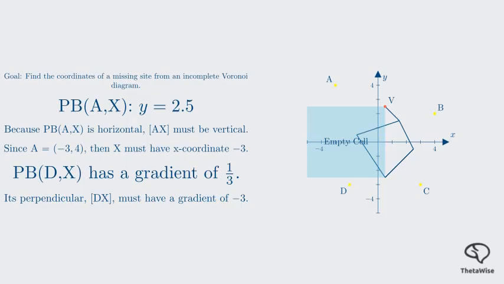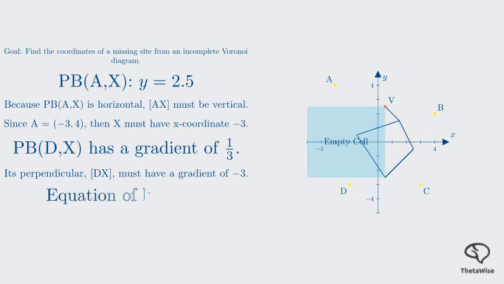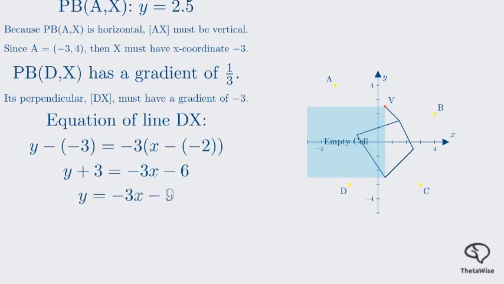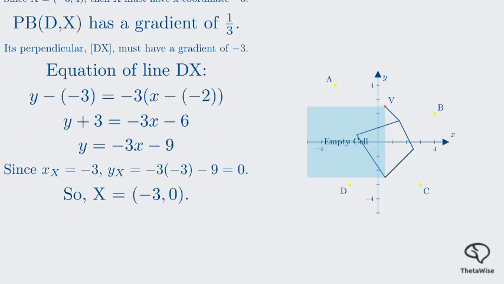We can now use this information to find X. We know its x-coordinate is 3, and we know it lies on a line with gradient 3 that passes through site D. Using the point-slope form, the equation of the line DX is y - 3 = 3(x - 2), which simplifies to y = 3x - 9. Since the x-coordinate of X is 3, we substitute to get y = 3(3) - 9 = 0. Therefore, the site X is at (3, 0). Alternatively, you could visually trace a vertical line from A and a line with gradient 3 from D and see where they intersect. They intersect at (3, 0).